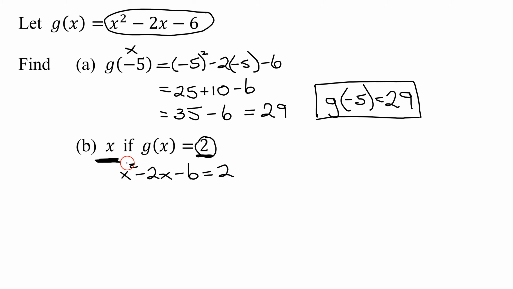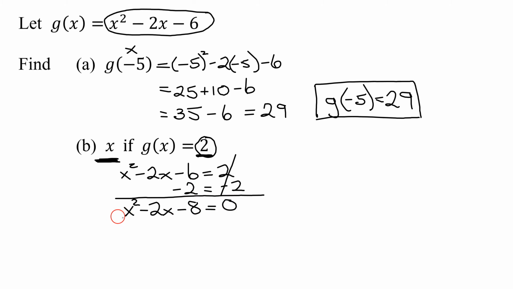What type of equation do I have here? Degree 2. It's quadratic, so I need 0 on the right-hand side. So I'm going to subtract 2 from both sides. And so I get x squared minus 2x, negative 6 minus 2 is negative 8 equals 0. And this is a simple quadratic equation. The leading coefficient of the x squared is a 1. So we can immediately factor it.